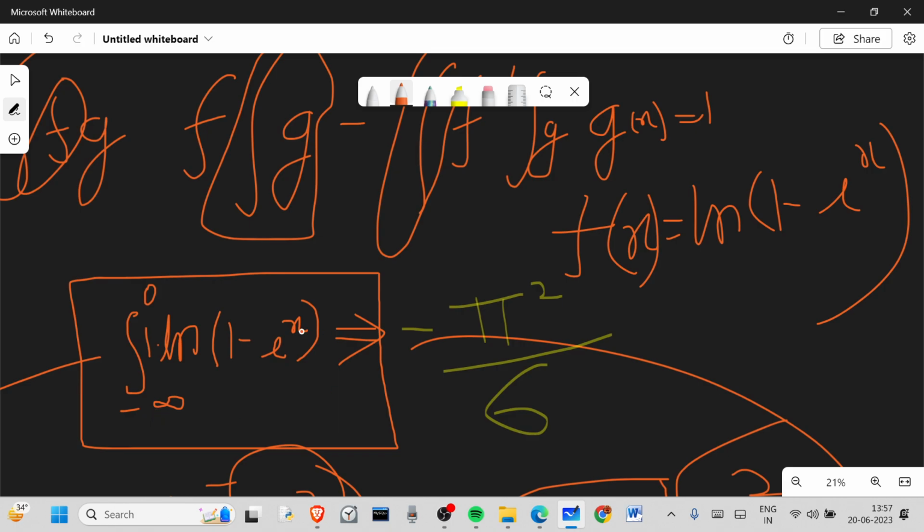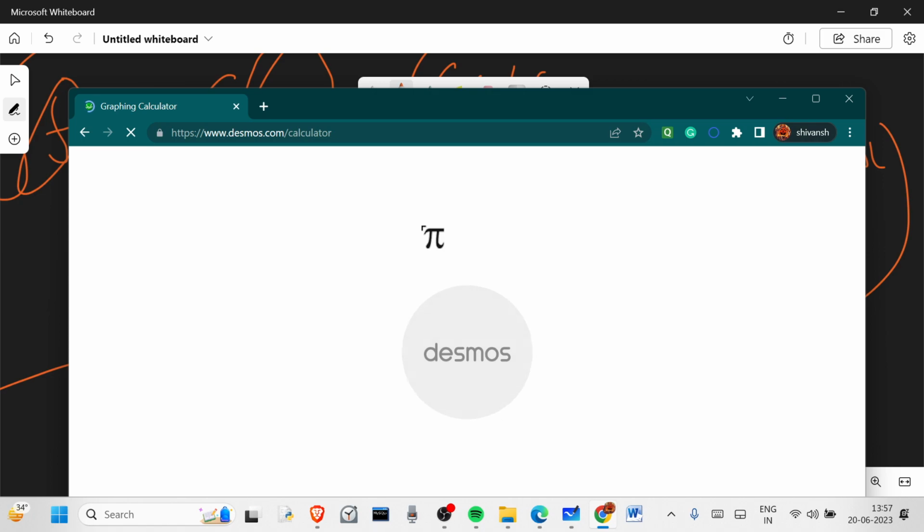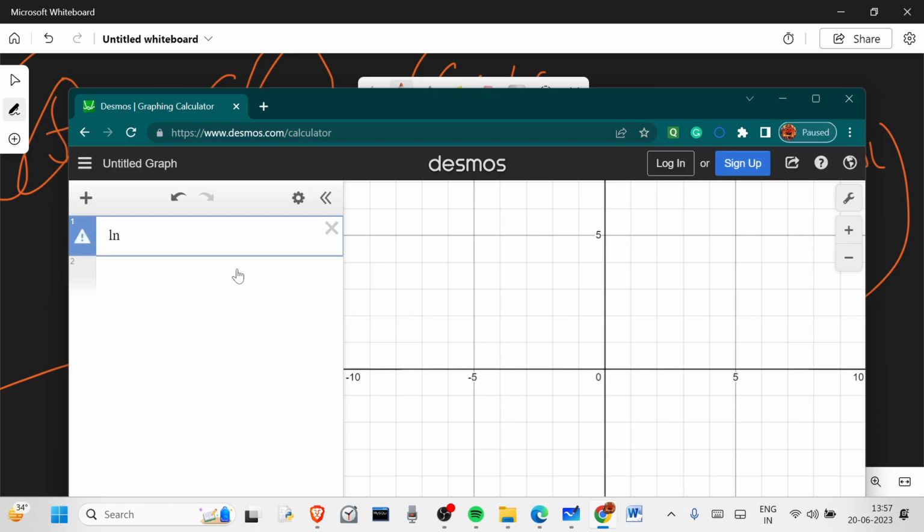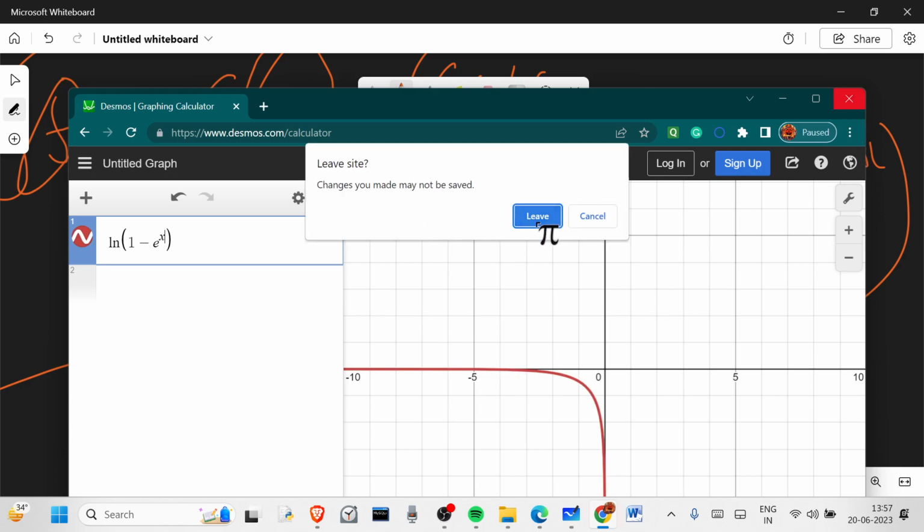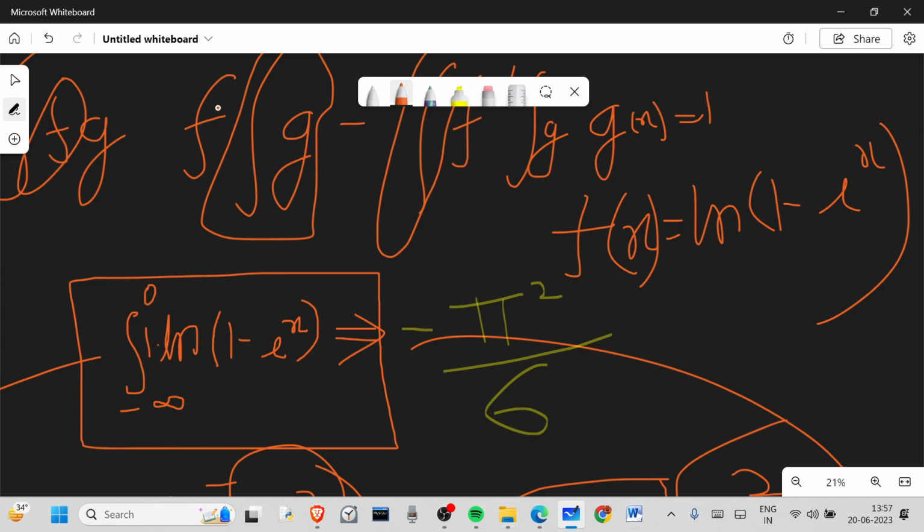Yes, it is. Minus infinity gives 0. And it's not always negative, it's negative for a while. And again, let's see its curve: ln of 1 minus e to the power x. Wow. Well, nothing much exciting over here, but anyways, why not see?